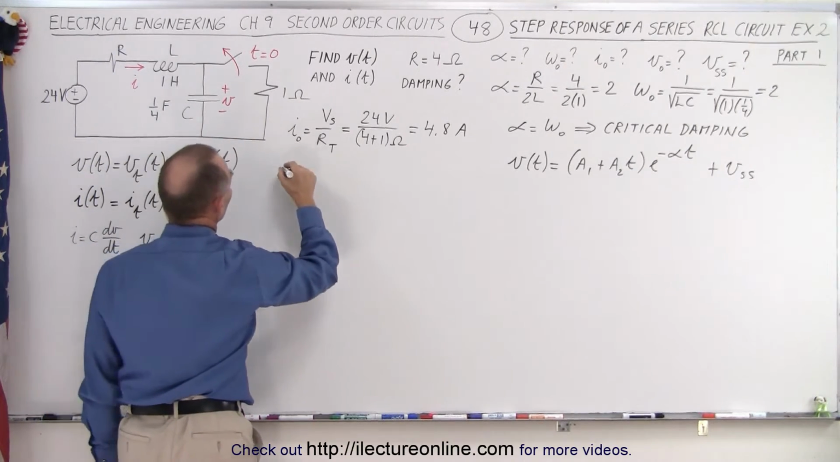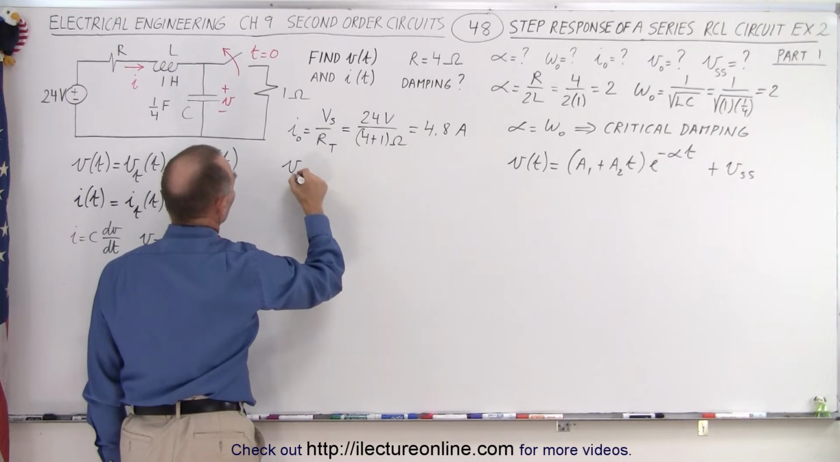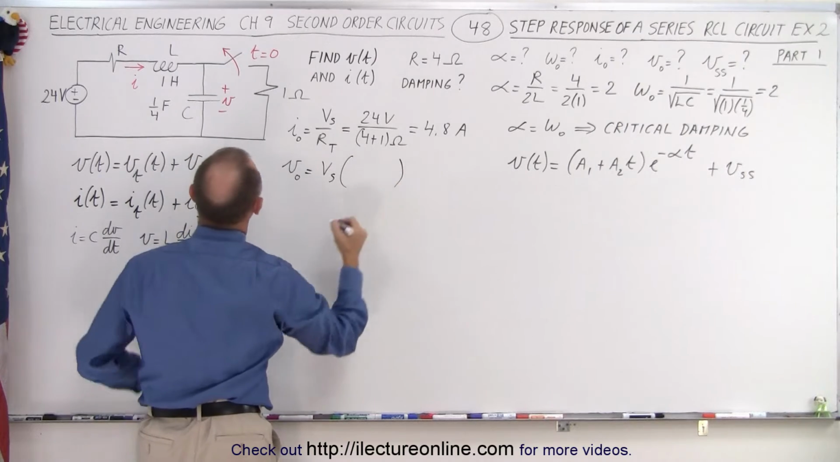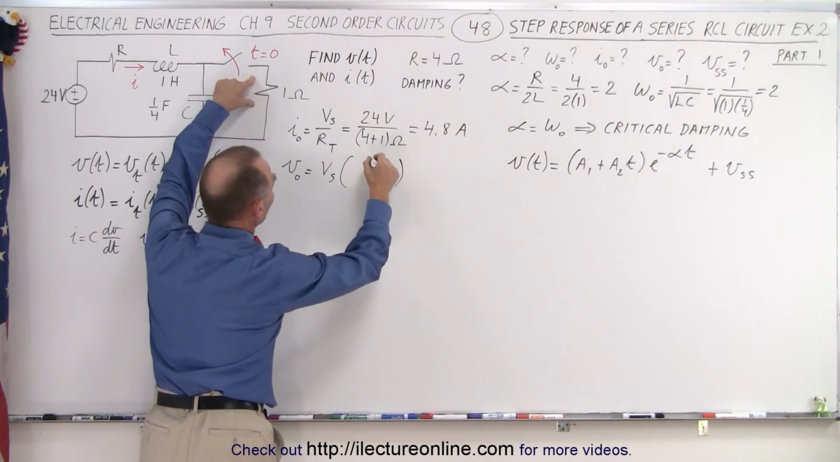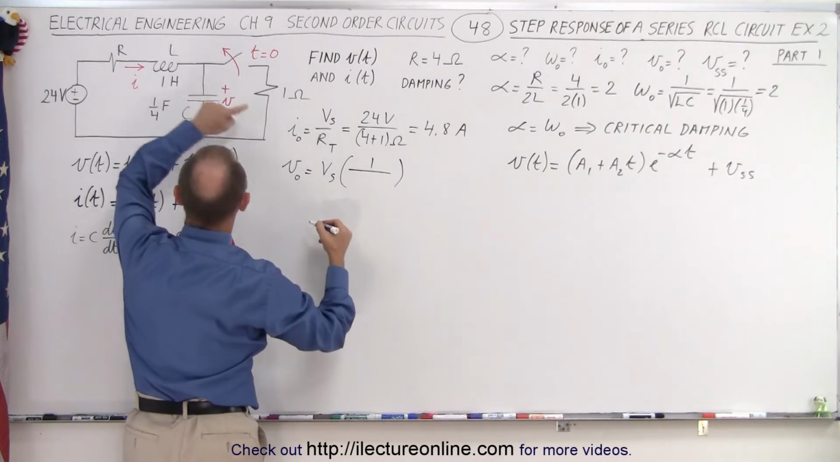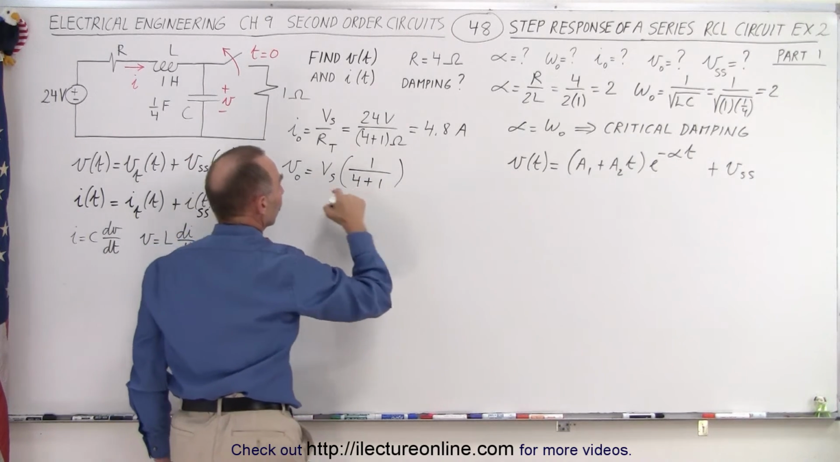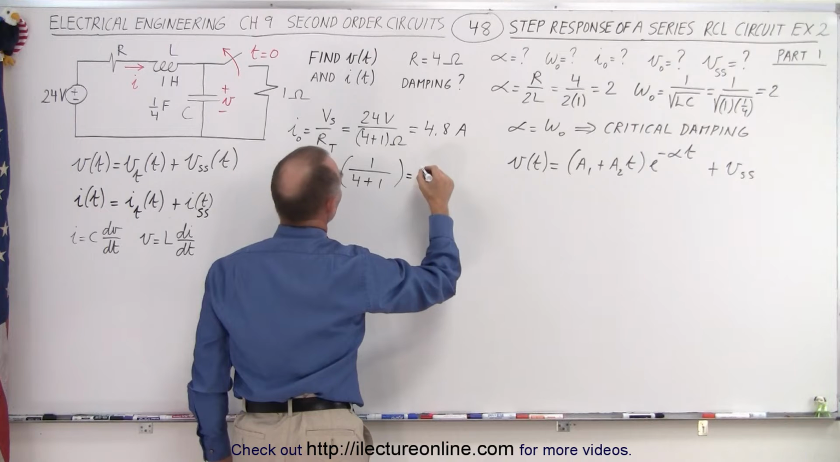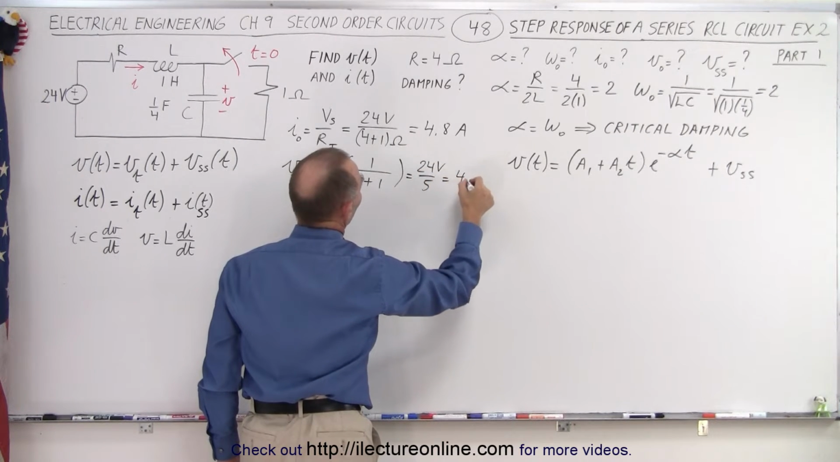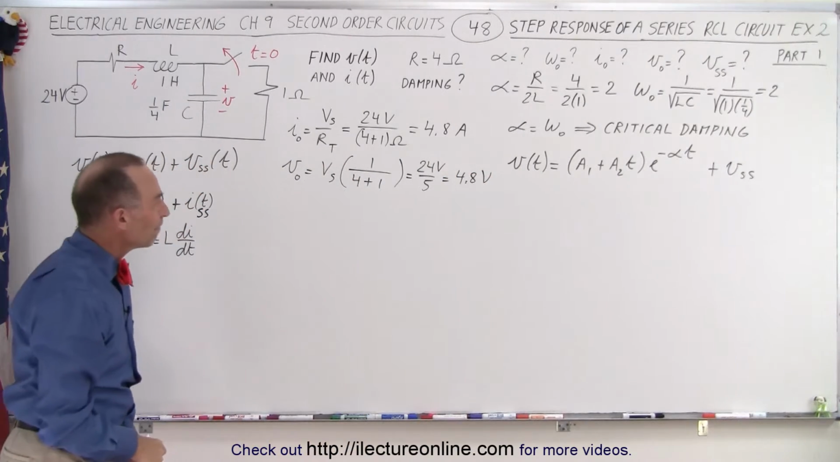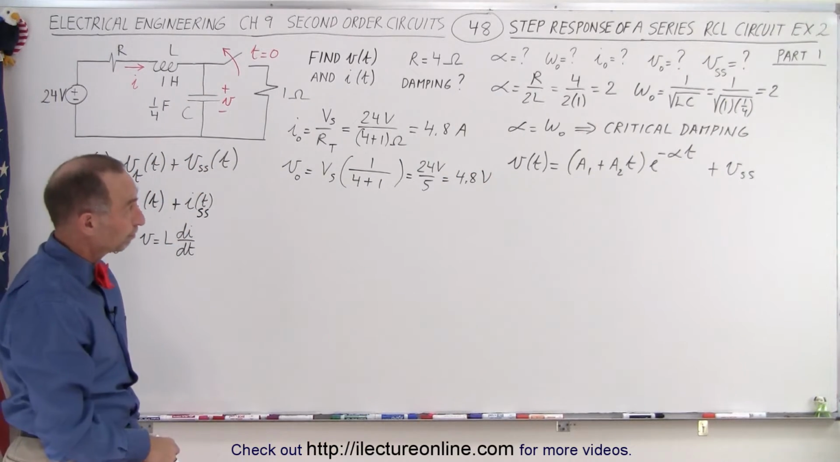So we can say that the voltage across the capacitor, which is the initial voltage, is equal to the voltage of the source times the resistance of this resistor, which is 1, divided by the total resistance, which is 4 plus 1. So it's 1/5 the source voltage, which is equal to 24 volts divided by 5, which is 4.8 volts. Kind of interesting that those two numbers are the same. So now we have the initial voltage.